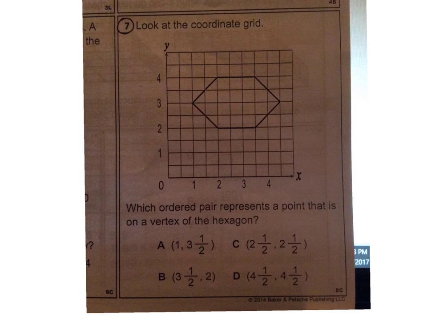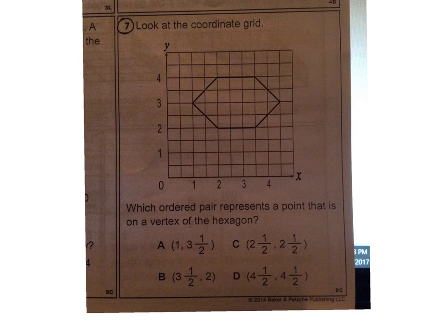Look at the coordinate grid. Which ordered pair represents a point that is on the vertex of the hexagon? Okay, remember you're going to go out for your X and up for your Y. So for A, you're going to go out 1 and up 3.5. And that is halfway between 3 and 4. Where those 2 lines meet, you're going to put a dot and label it A.